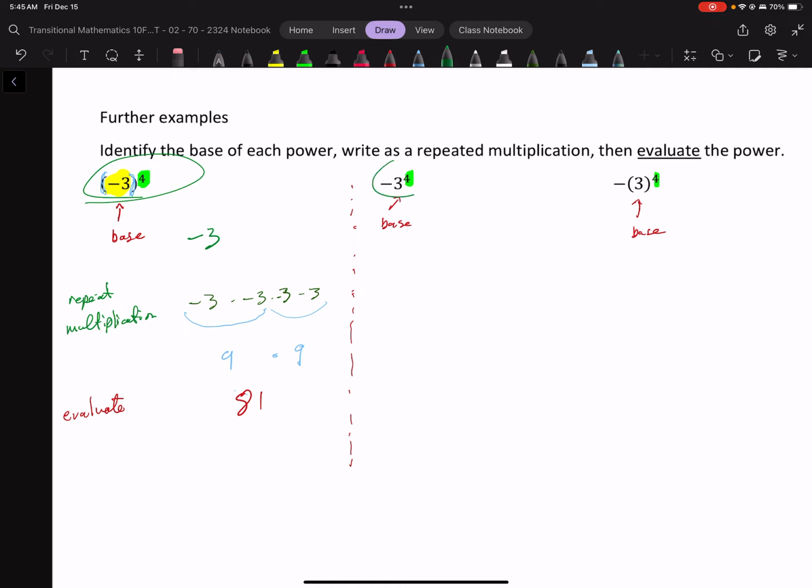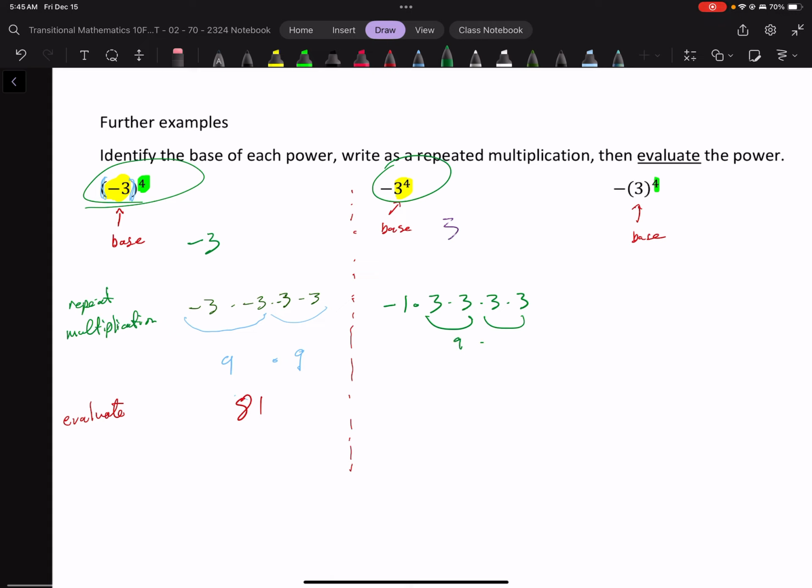Now my next example, -3 to the power 4, no brackets. My base here is just 3. And if I was to write this as repeated multiplication, I would evaluate my exponent first. So I would evaluate 3 to the power of 4. So I got rid of that exponent. And then what is this negative in front? Well, this negative in front simply means multiplied by -1. And when we choose to evaluate this, -1 times 3 times 3 times 3 times 3, again, we can group them like we did before. This is -81.